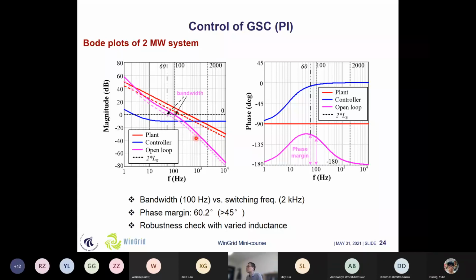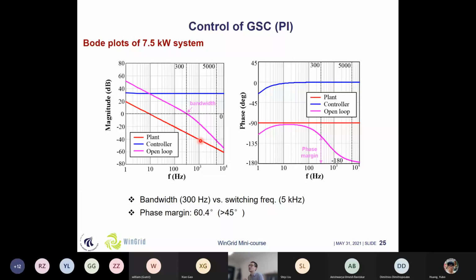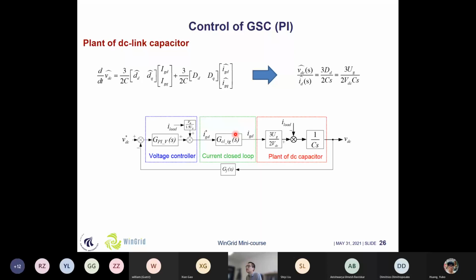Yeah, so this is the way we can design this Bode plot for this 2 megawatt system. And similarly, if we take a look at this 7 kilowatt system, we can also try to design this bandwidth within the switching frequency. And here we can also try to keep this phase margin higher than 45 degrees. So these are our cases here.